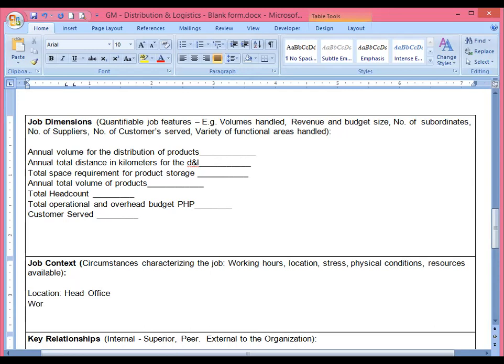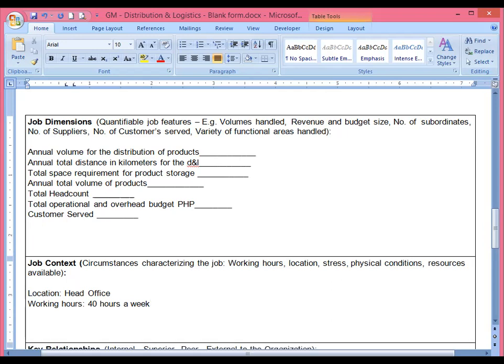So we have to specify here, for example, the working hours. Let's say his working hours is like 40 hours a week. Some people are working 48 hours a week, but some executives like the GM are only working 40 hours a week. Thus, he has Saturday and Sunday as his rest days, right? What else would you put here? You could put in terms of the stress, in terms of the resources available.